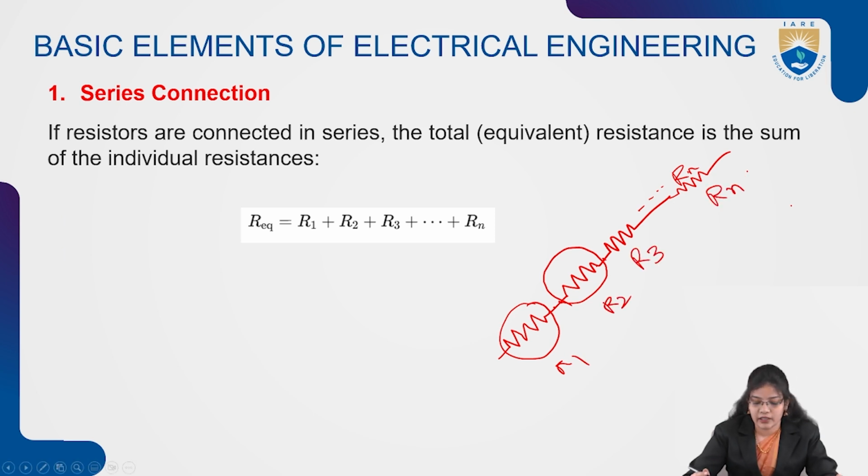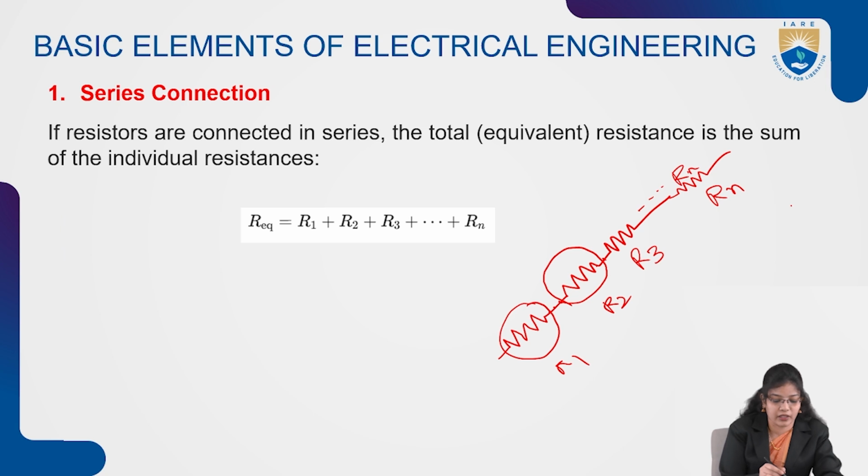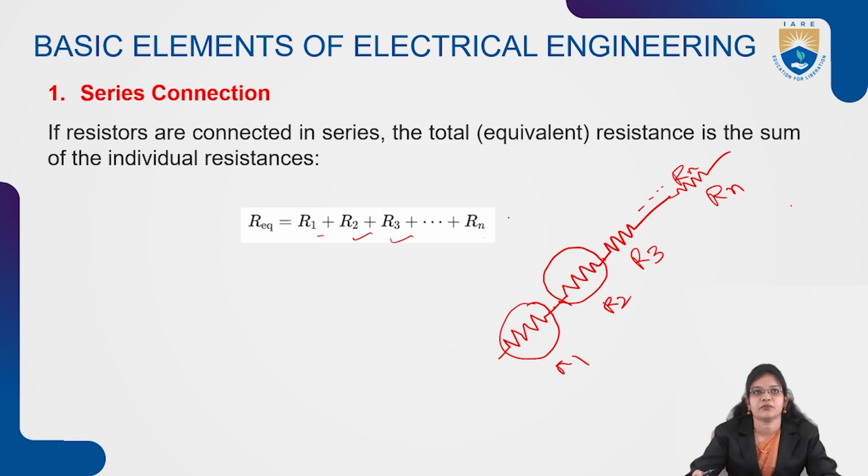So how do we calculate the resistance when these resistors are connected in series? By using this formula: R equivalent is equal to R1 plus R2 plus R3 and so on till Rn. The first point to remember while calculating in series connection is that the current will be the same across all the resistances.